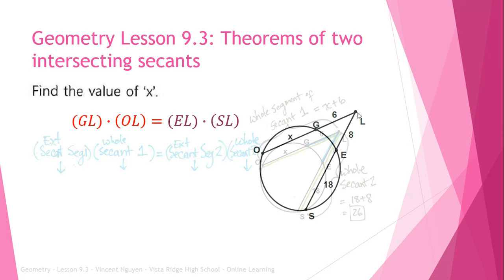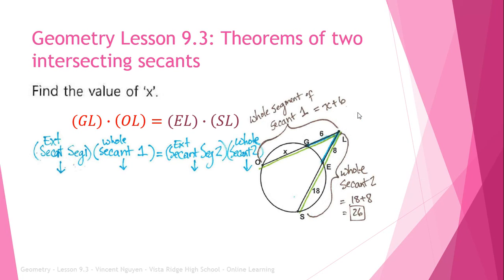So what do we know? We need to know the segments, right? So the exterior segment one, we already know is GL. That would be 6, right? So we know that that's 6. Now the whole entire secant is not x, it's x and 6 together. Now x and 6 is x plus 6, not x times 6, okay? And means adding, right? So the whole entire secant for the first one, for OL, would be x plus 6, right?